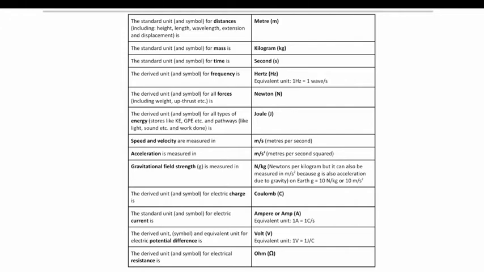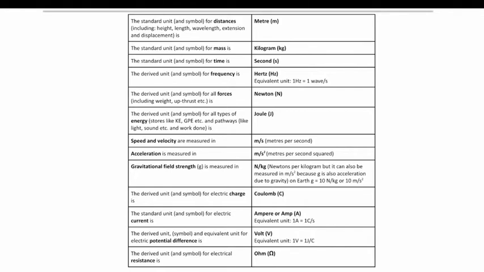Time can be measured in loads of different units. It can be measured in hours, it can be measured in light years. However, as a standard, we measure time in seconds. Frequency is the number of waves per second, and we'll look at it a lot in topics 4 and 5 this year. The standard unit for measuring frequency is the hertz. 1 hertz is 1 wave per second.